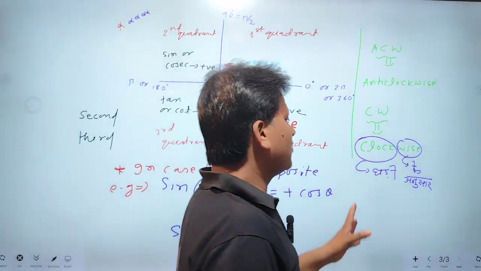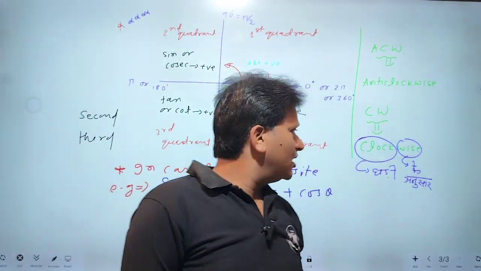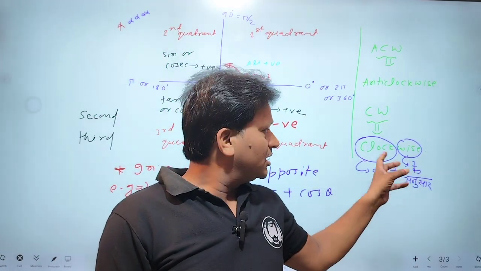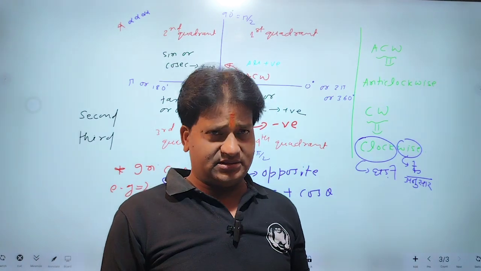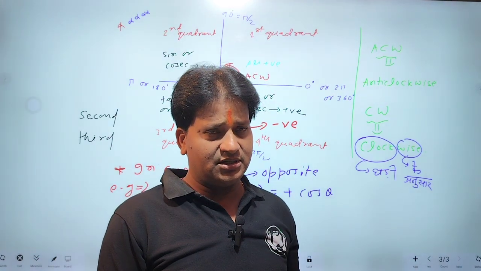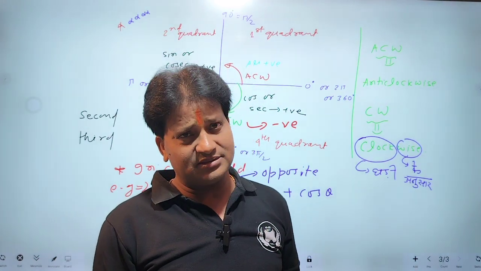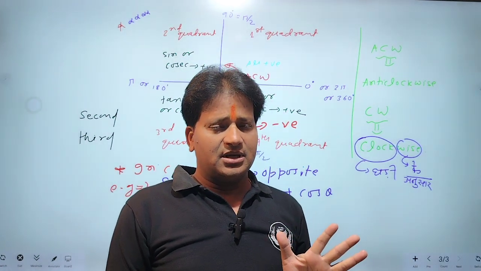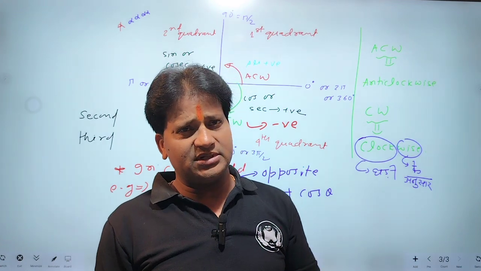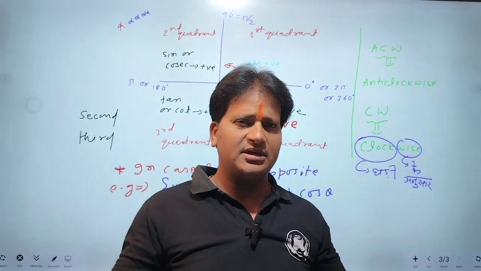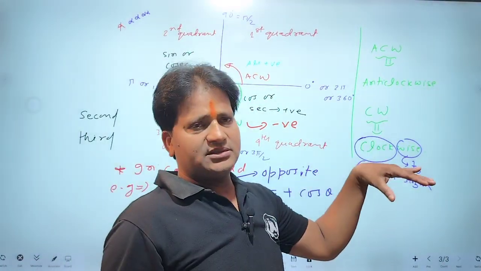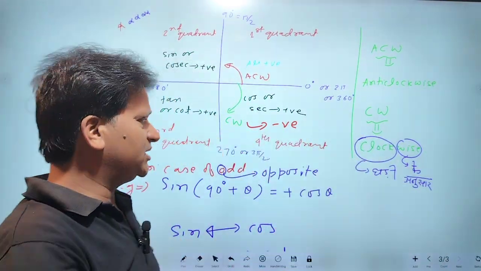Clock means watch. Wise means according to. According to watch, if you move according to the watch, then it will be clockwise. And just opposite, it will be anti-clockwise. Anti means just opposite.